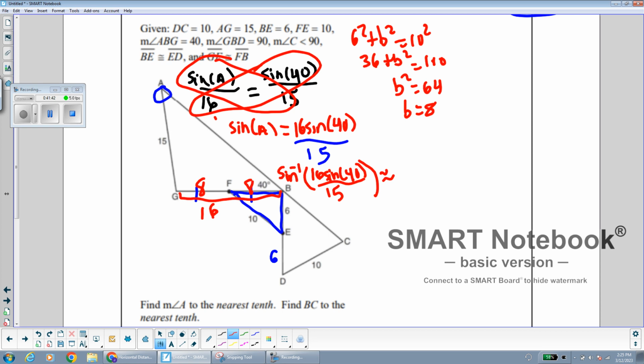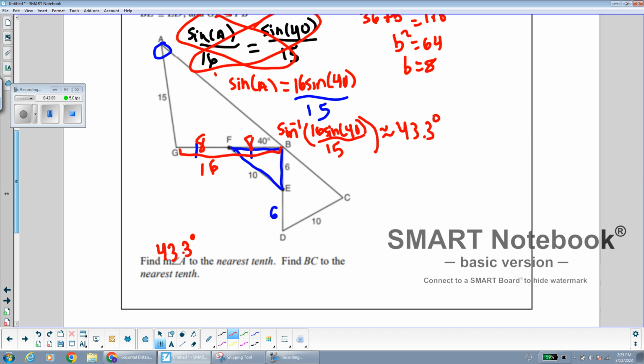Let me get my calculator out. Second sine. Let me get my fraction button. 16 sine of 40 degrees over 15. Enter. That is approximately 43.3 degrees. So A is approximately 43.3 degrees to the nearest tenth.